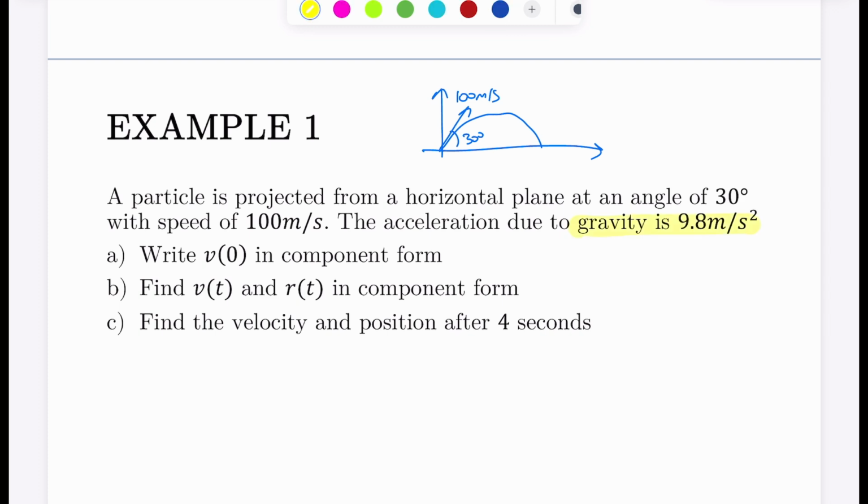And what they've also told us is the acceleration due to gravity is 9.8. Now remember, sometimes it'll be 10, and sometimes they won't specify, so we'll have to use g, but that'll be very clear in the question.